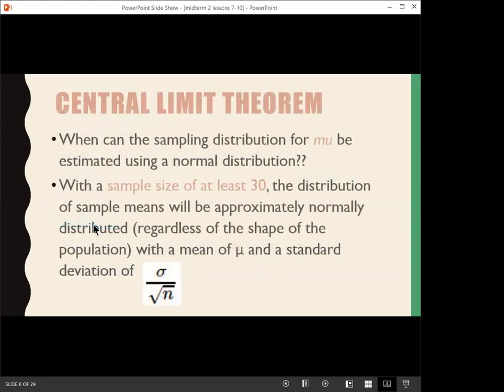Next is the central limit theorem. The definition is basically that if a sample size is sufficiently large, let's say n equals 30, then the distribution should be approximately normal, which is the bell-shaped symmetrical curve. So that's pretty much all you need to know for that.